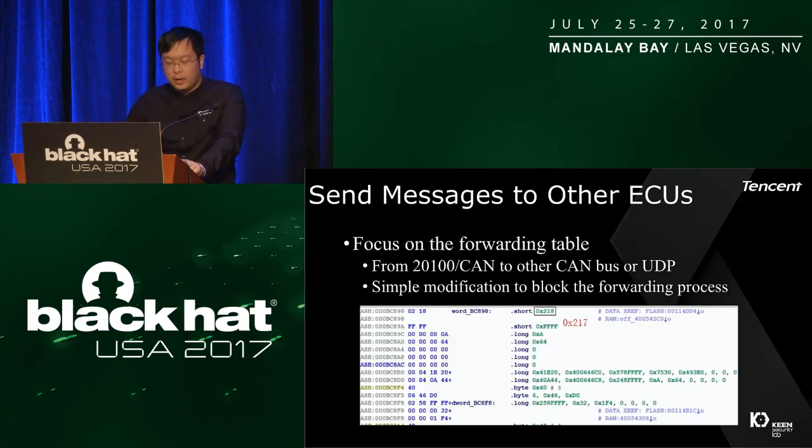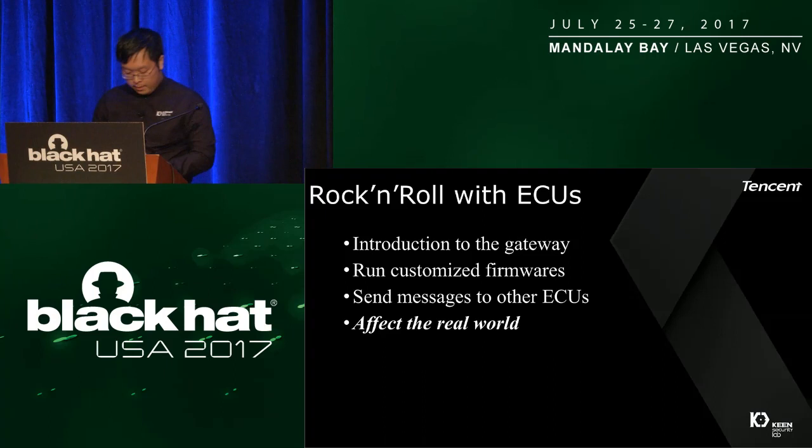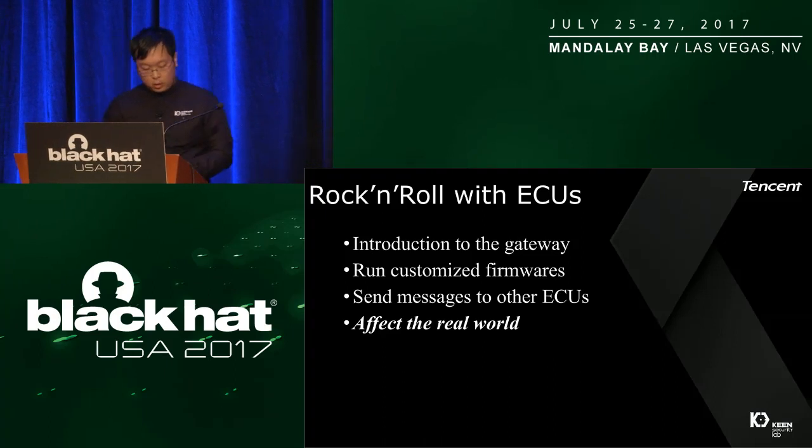We found a forwarding table. It will receive messages from the CAN bus or from a UDP port and will send them to other CAN buses or other UDP ports according to the table here. We made some simple modifications, just changing a number to block the forwarding process. Now, we can run our own code and we can block messages. We can also send messages. It's time to affect the real world.